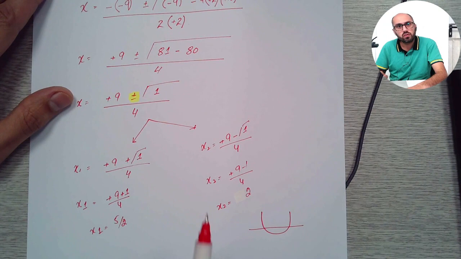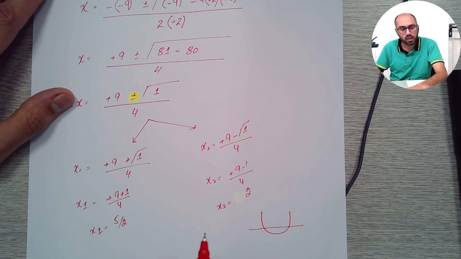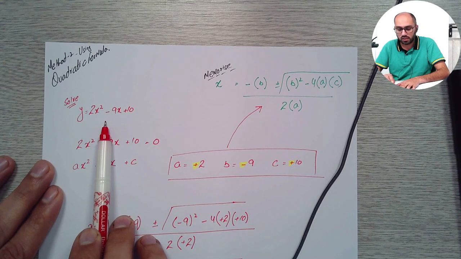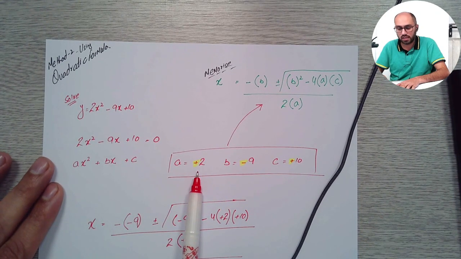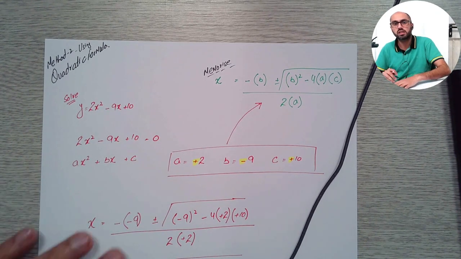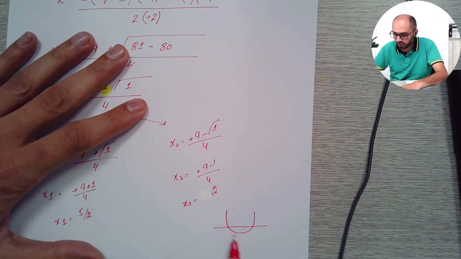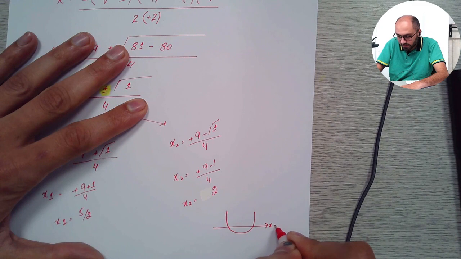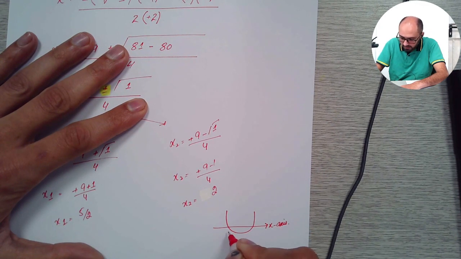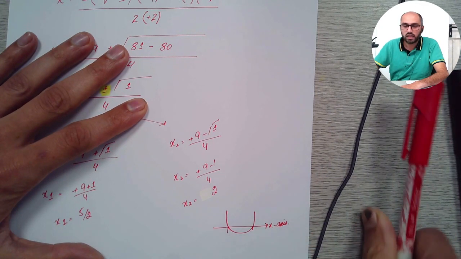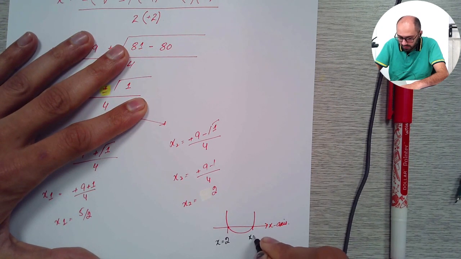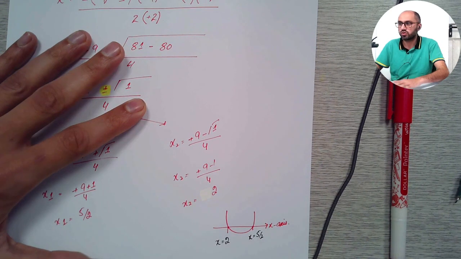Once I've got the two values of x, what I can now do is I can sketch the graph of this equation. And for that, I already know the value of a is positive, therefore it will be a smiley face. I've drawn a U shape and a line representing my x-axis. I can then say here are the two values of x, where this is x as 2 and this will be x as 5 over 2.